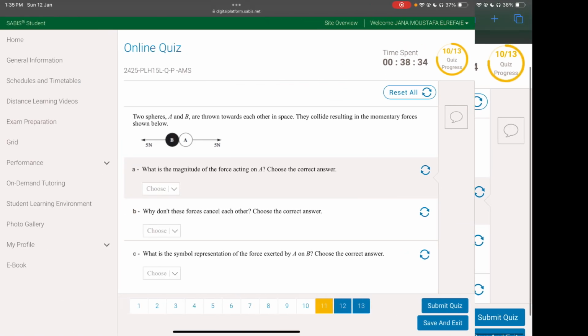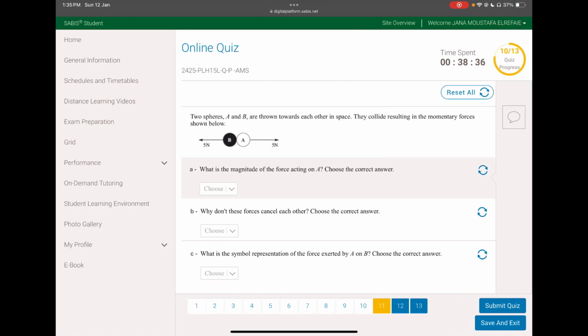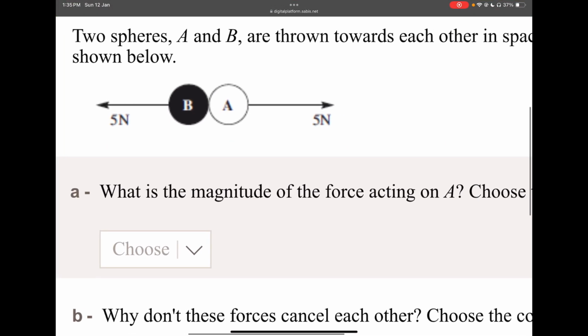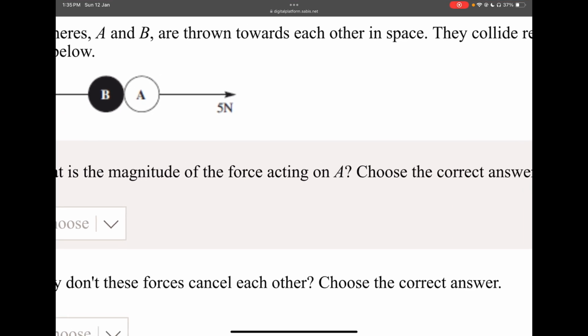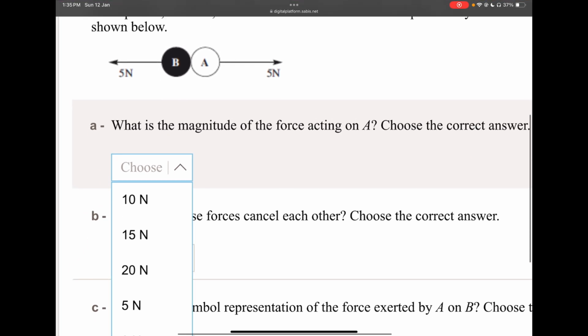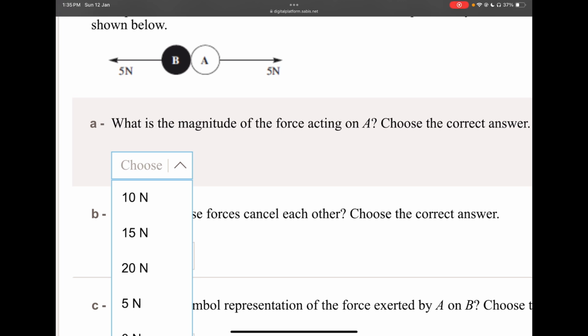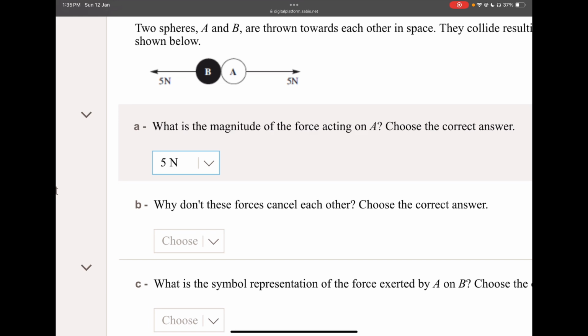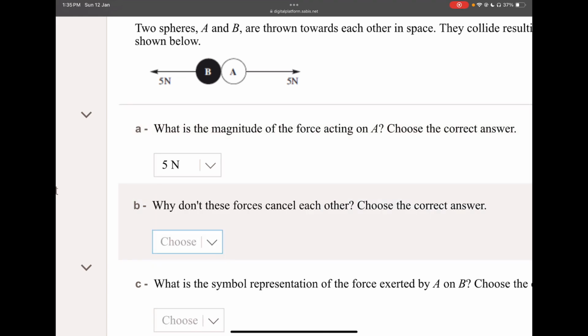Number 11. Two spheres A and B are thrown towards each other in space. They collide, resulting in the momentary forces shown below. What is the magnitude of the force acting on A? So here is A, the white circle, and B is the black circle. They are not the same body, and they each have their own forces. On A, we can see that the force is 5 newtons to the right. So the magnitude of the force acting on A is 5 newtons to the right.